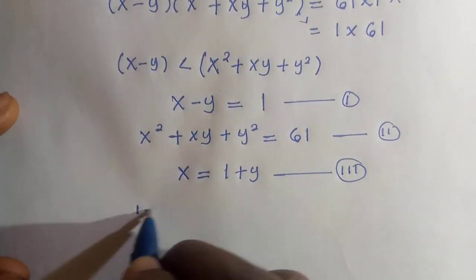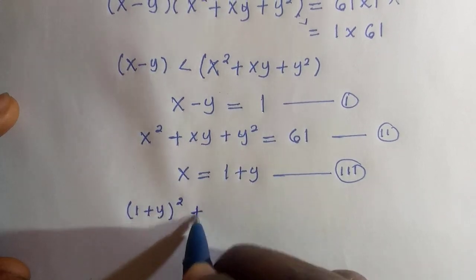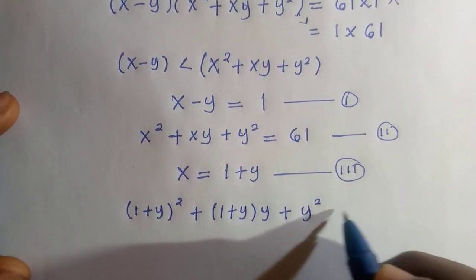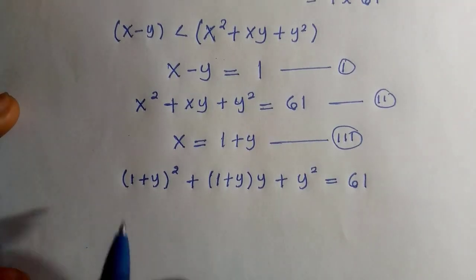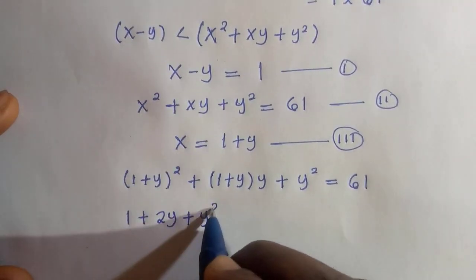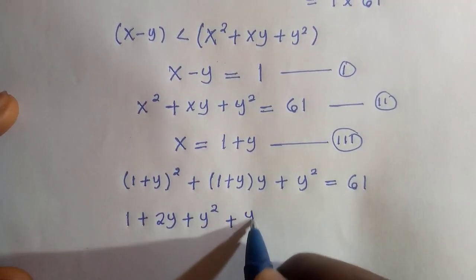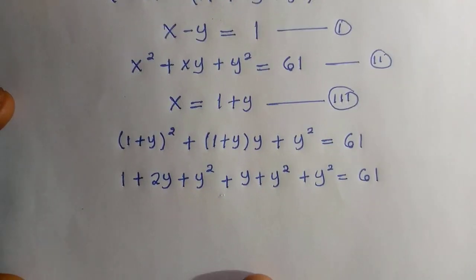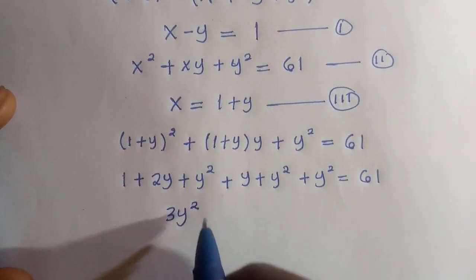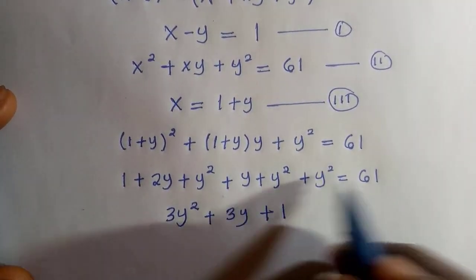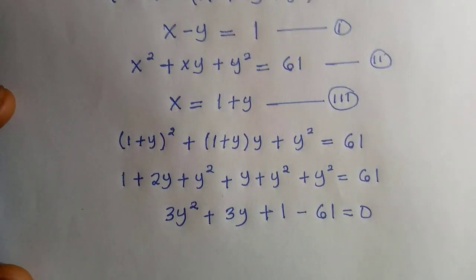So here we have 1 plus y, all raised to the power of 2, plus open bracket 1 plus y close bracket y, plus y squared, equals 61. When we expand 1 plus y squared, we have 1 plus 2y plus y squared, plus, when we expand this, y plus y squared, then plus this y squared, everything equals 61. The addition of y squared plus y squared plus y squared gives us 3y squared. Then 2y plus y gives us 3y. And plus 1, taking 61 across, we have minus 61, everything equals 0.